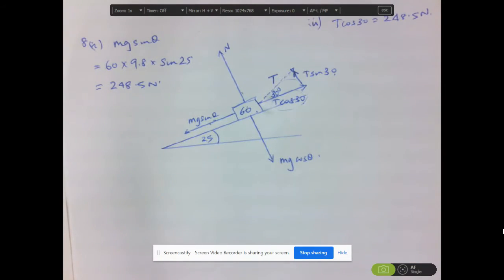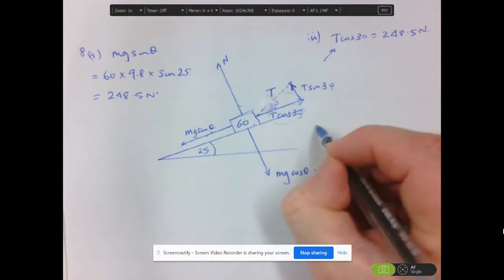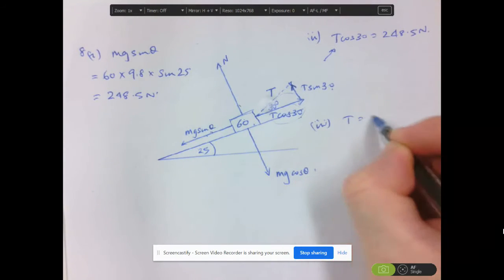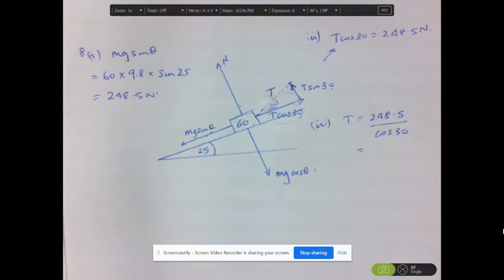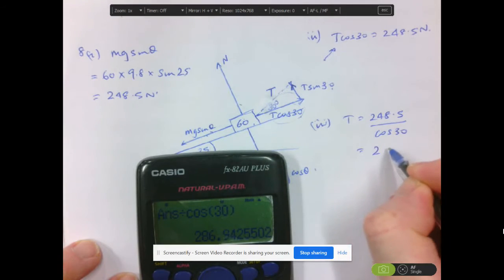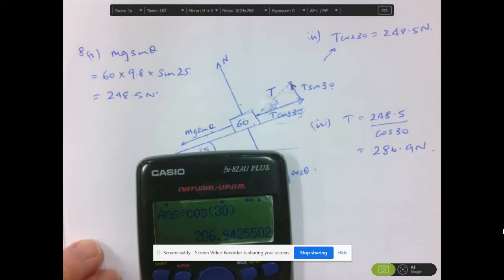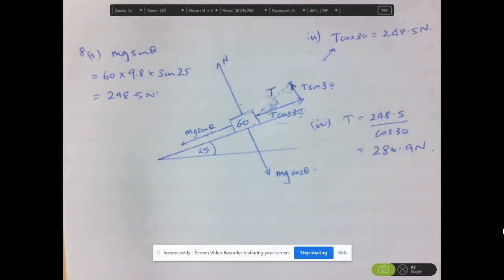As a result, we can now do question number 3, which asks us to calculate the tension. So part 3, T would equal 248.5 divided by cos 30, and that's 286.9 newtons. I'm hoping the rounding's not changing any of the values in the answers. So that's the first 3.